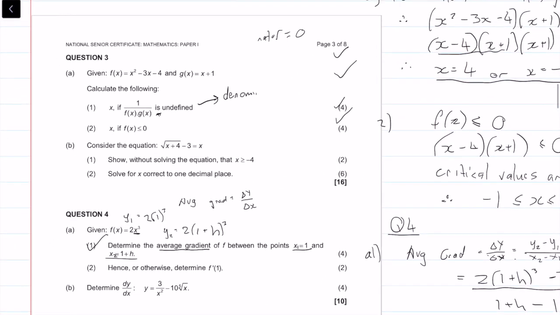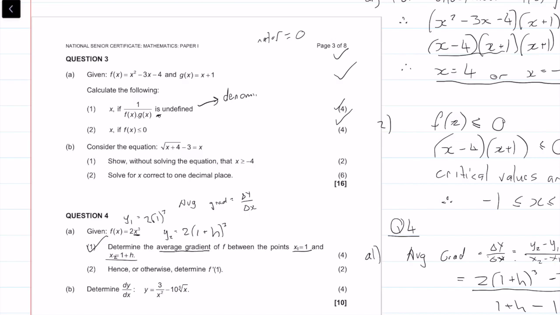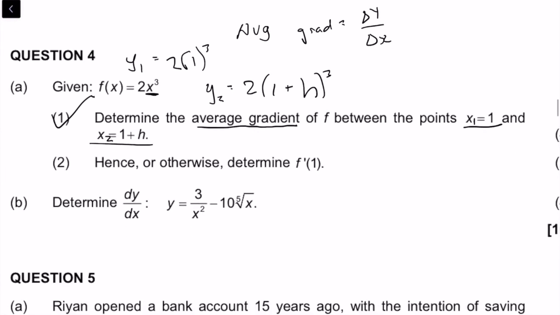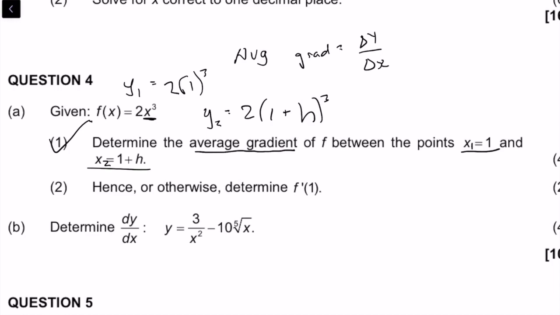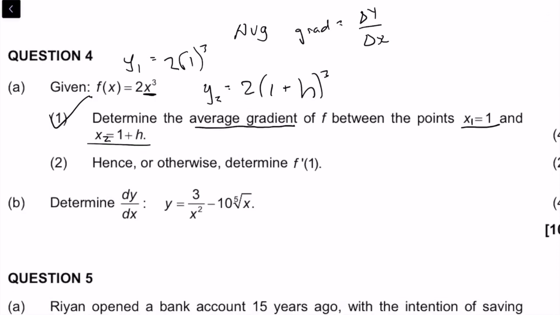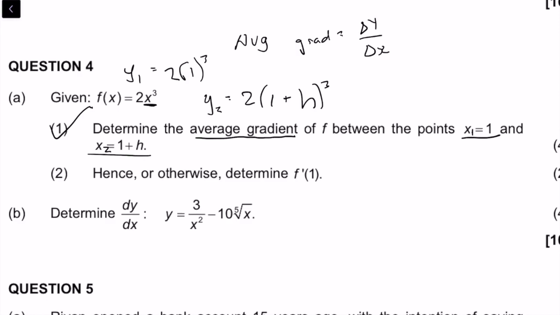Okay, and then the next question says that we must find the derivative, dy dx, of y is equal to 3 over x squared minus 10 times the fifth root of x. I'm just going to do it right here because this isn't a very long question, even though you've been given 4 marks for it. I'm going to start off by saying y is equal to 3 over x squared minus 10 times the fifth root of x, and that's equal to 3x to the minus 2 minus 10x to the power of 1/5. Okay, so that's equal to y.